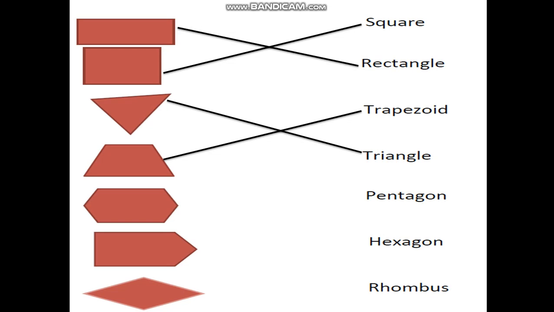How many sides here? You can count and answer. What is this shape called? This shape has 6 sides, so it's hexagon. And the shape under it has how many sides? It has 5 sides, so it's called pentagon. And the last one is rhombus.